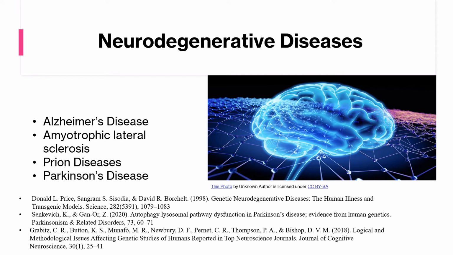Parkinson's disease is a brain disorder. This disorder is characterized by shaking, stiffness, and difficulty with walking, balance, and coordination. The autophagy lysosomal pathway, according to human genetic data, is central in Parkinson's disease. These diseases are very serious and are commonly linked to human genetics.